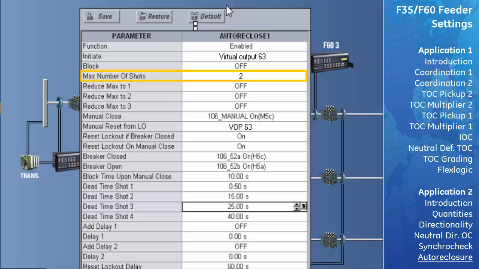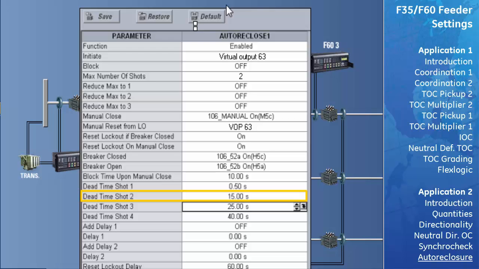The maximum number of shots will be set to 2. The manual close input signal address on the UR will be specified. The breaker closed input signal address on the UR will be specified. The breaker open input signal address on the UR will be specified. The block time upon manual close will be set to 10 seconds. The dead time for shot 1 will be set to 0.5 seconds, and the dead time for shot 2 will be set to 15 seconds in addition to enabling the events.